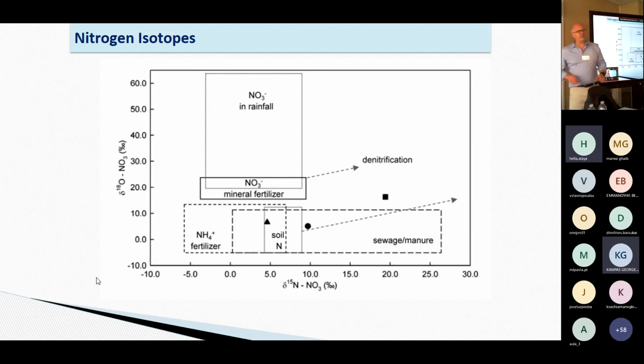Yeah? And by doing this, you can actually learn a lot about your system, and if you have salinization involving high nitrate values, especially for closed basin situations, you can learn whether this is the case. Yeah?